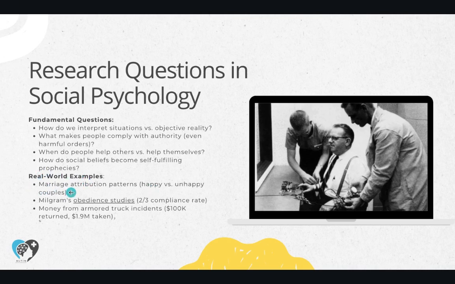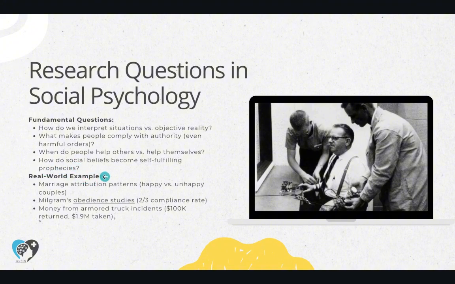Well, there was a research about married couples, and they found that happy couples tend to attribute their partner's negative behaviors to external factors. For example, if a partner snaps, they would say, actually he's just tired from work, or she's just exhausted from the commute. So they attribute or explain the behavior as something outside of one's control.